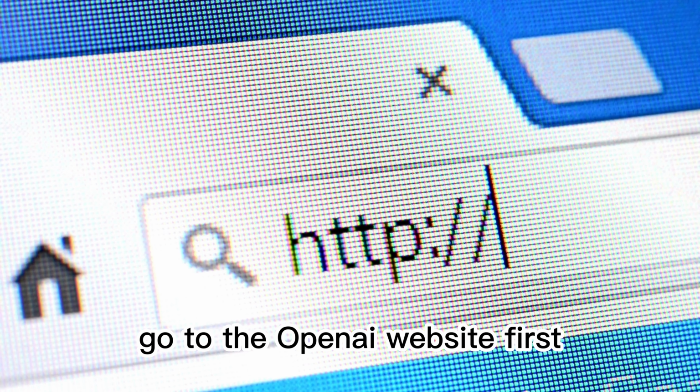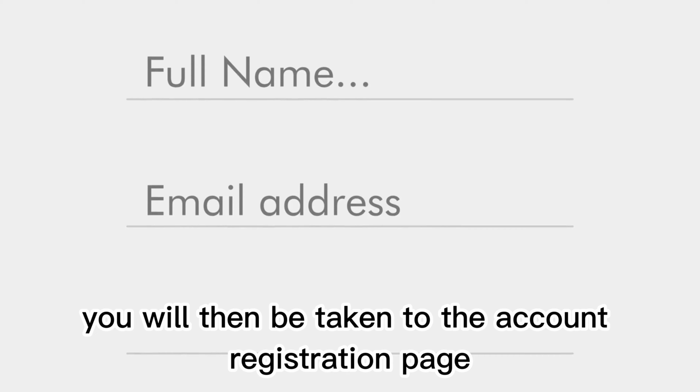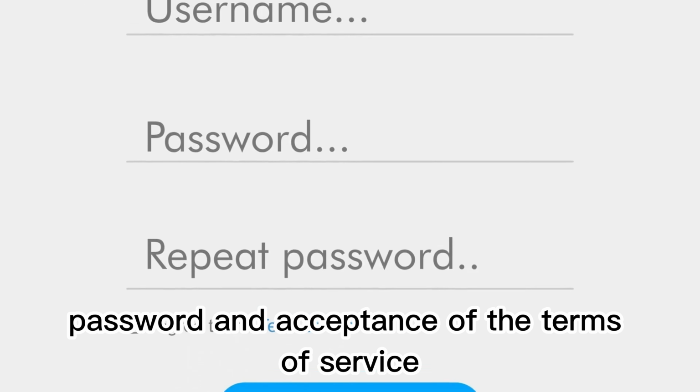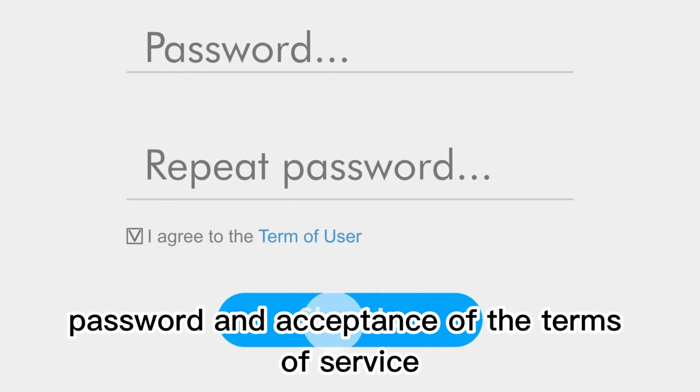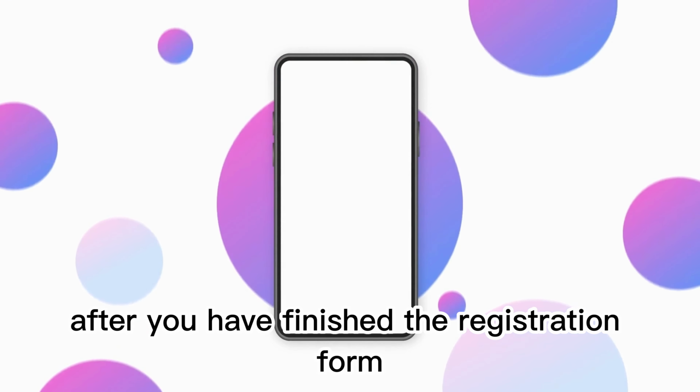Go to the OpenAI website first, and then click Sign Up in the top right corner of the page. You will then be taken to the account registration page, where you must fill out the required information: email address, password, and acceptance of the terms of service. The account dashboard will be displayed after you have finished the registration form.